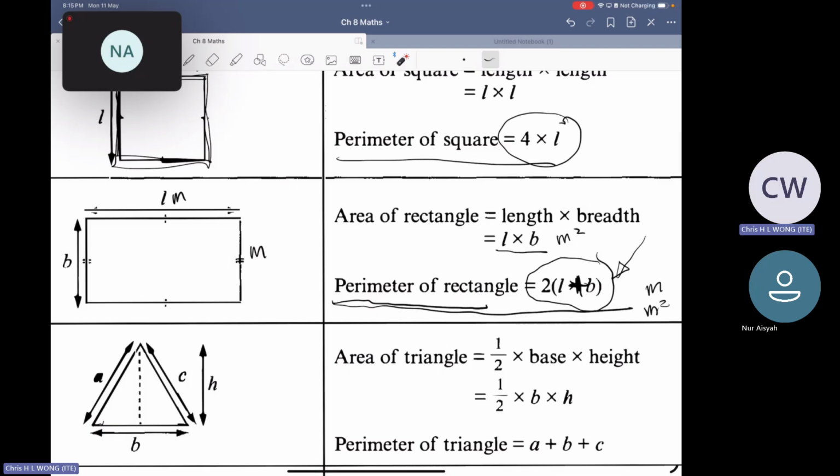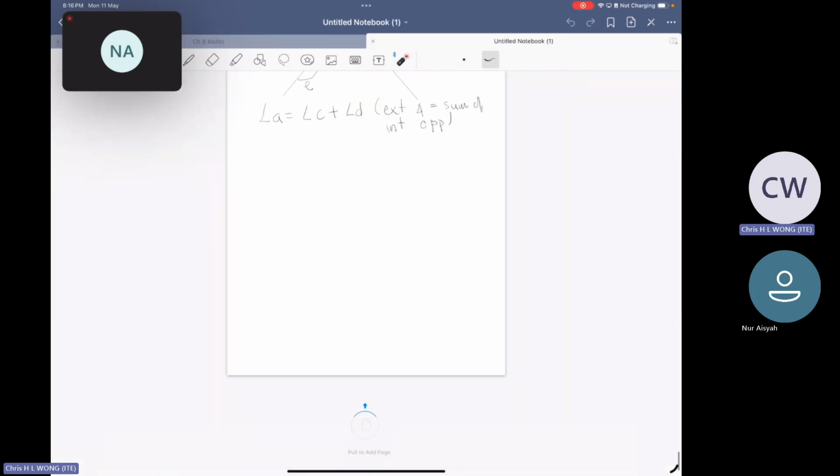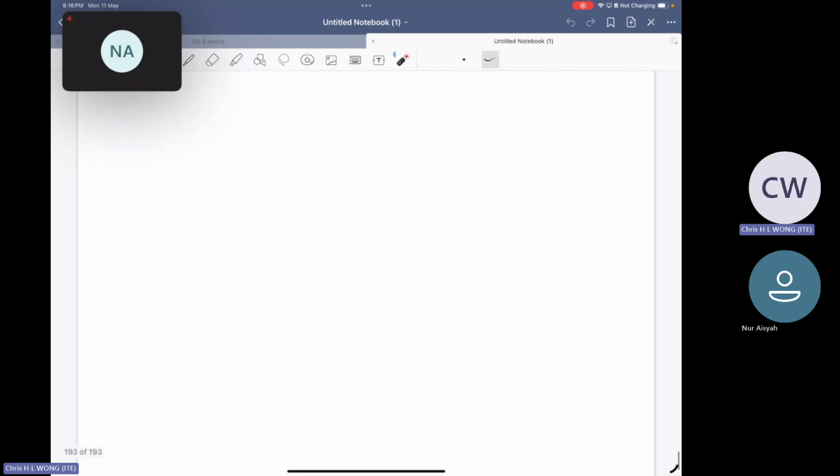Any question? Now just to introduce to you the different types of figures that you have to remember. Now I draw a triangle for you.